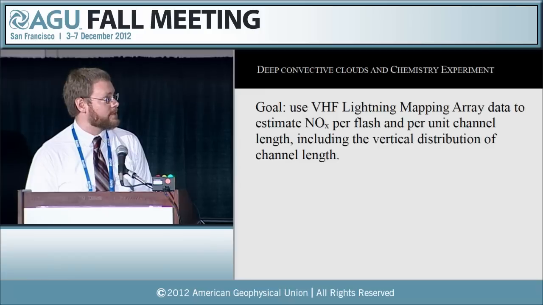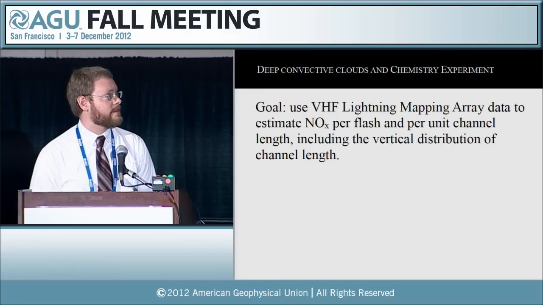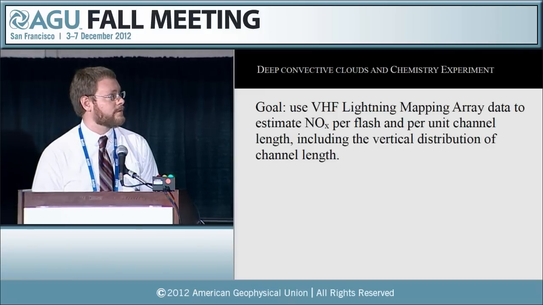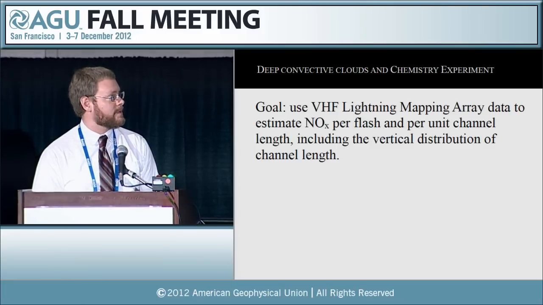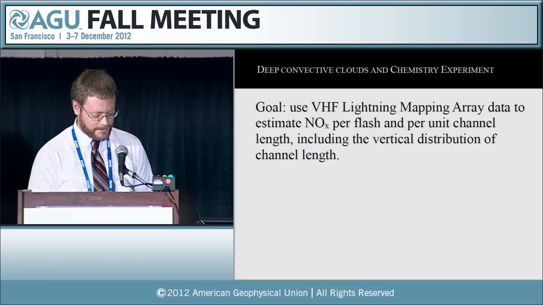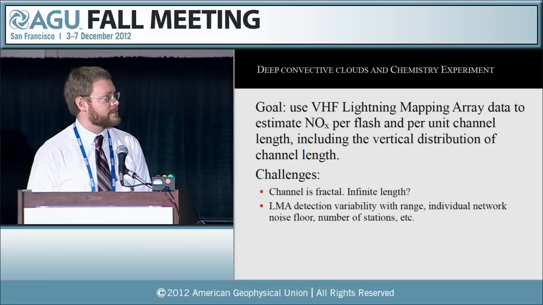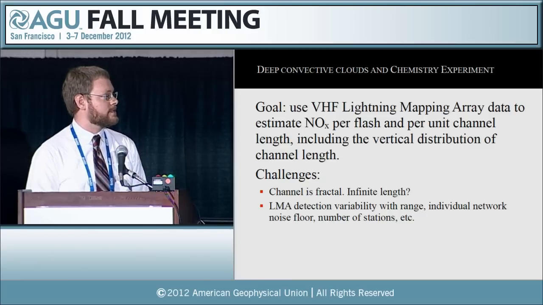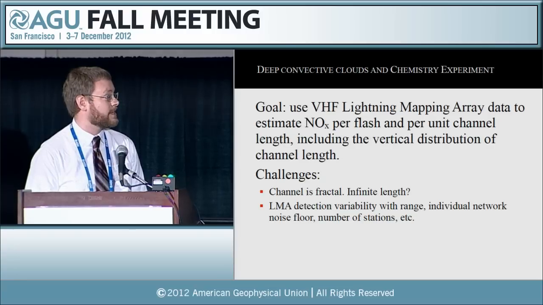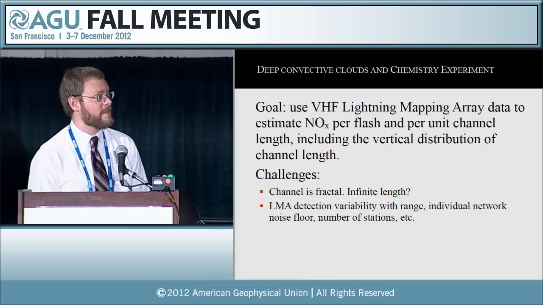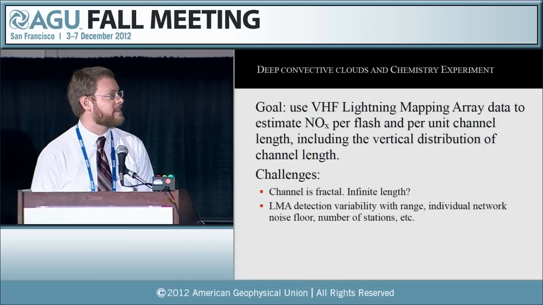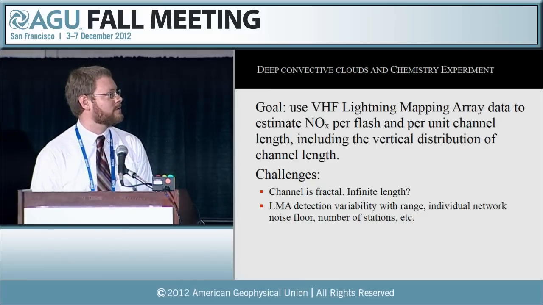So this talk focuses specifically on trying to estimate the NOx per flash and per unit channel length, and especially focused, in the end here, on trying to get at this vertical distribution of channel length. And there are some challenges associated with that. The channel, as has been discussed in the literature for a couple decades now probably, is a fractal object. And in the purest form of that, it means the channel would have an infinite length. That obviously causes us some problems.